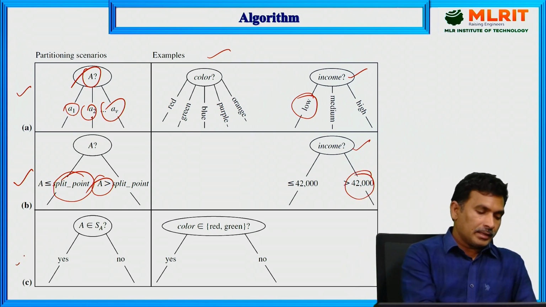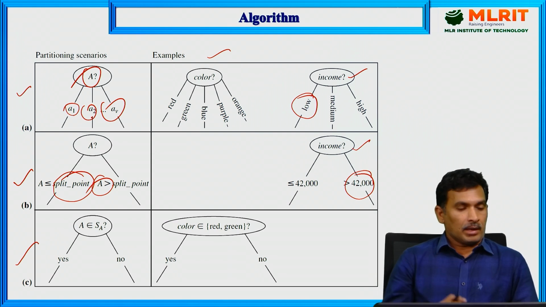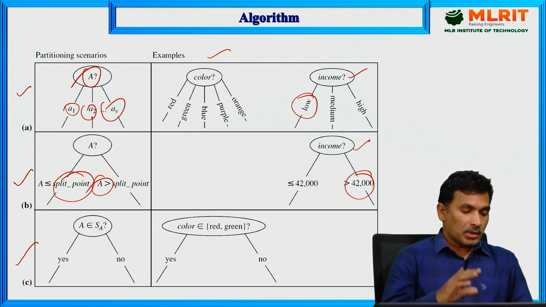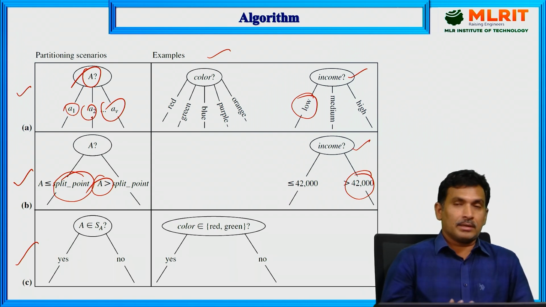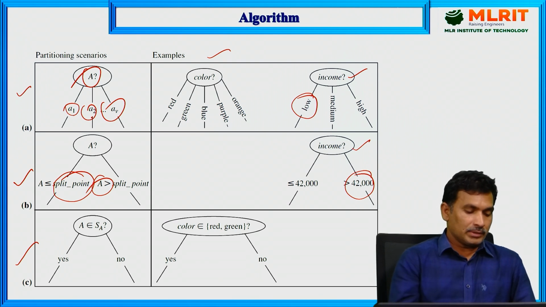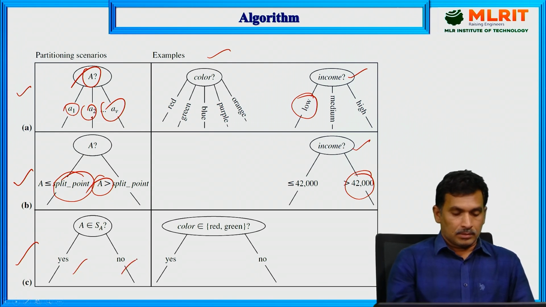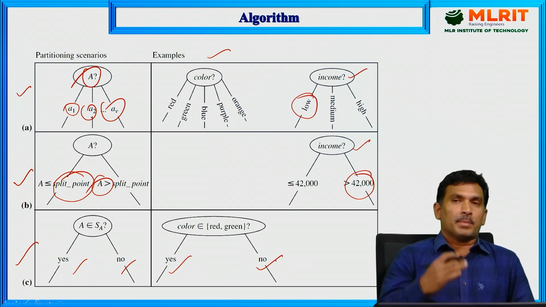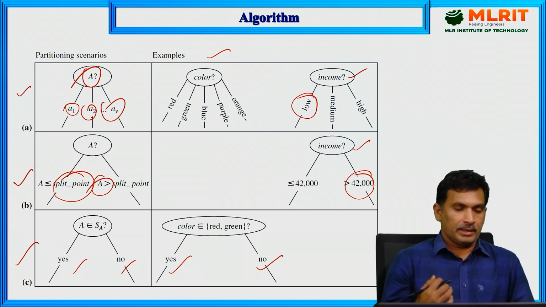Next, the third case is where the possible values of the partitioning attribute are discrete and binary, like yes, no, or 0, 1. In that case, we partition the tuples accordingly. For example, here the color is only red or green, and yes and no are the outcomes. Accordingly, the splitting would be done.